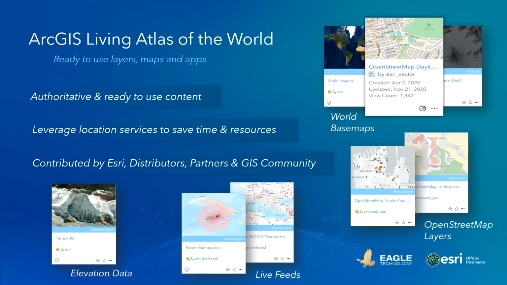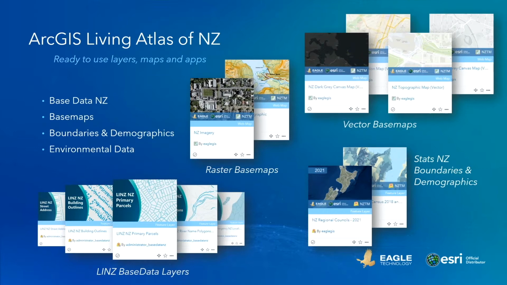As many of you will be familiar, the ArcGIS Living Atlas is a repository of ready-to-use maps, apps, layers and more curated by Esri, distributors, partners and members of the global GIS community. In New Zealand, we have a variety of services available, including administrative and environmental data from LINZ's Base Data NZ, base maps curated by Eagle, and boundary and demographic layers shared by Statistics New Zealand, and much, much more.